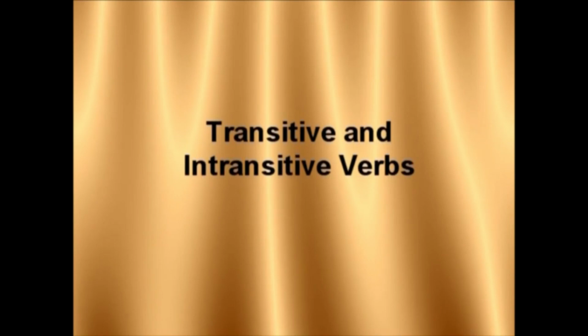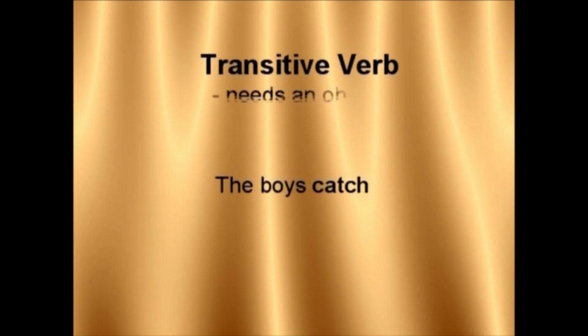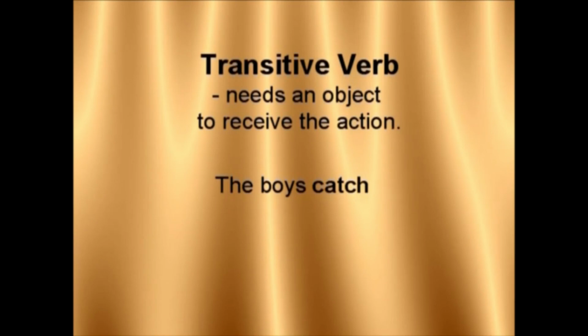Transitive and intransitive verbs. A transitive verb needs an object to receive the action. Take the word catch in this sentence: "The boys catch." The meaning is incomplete, isn't it? Catch what? Catch needs another word, called an object, to receive the action. Now let's see how the meaning becomes complete and clearer by adding an object. "The boys catch the ball." The ball is the object of the verb catch.